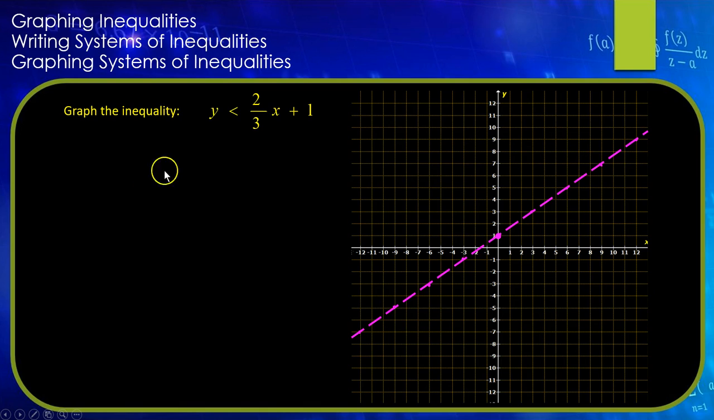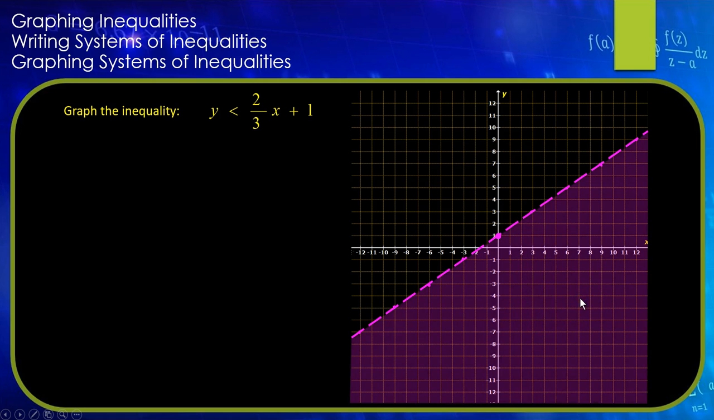And then as far as shading goes, well, I have a less than symbol. So if I start at the line, I want to be moving downward. So this region down here is what I want to shade. And that's the graph of this inequality. Now let's try the next one.